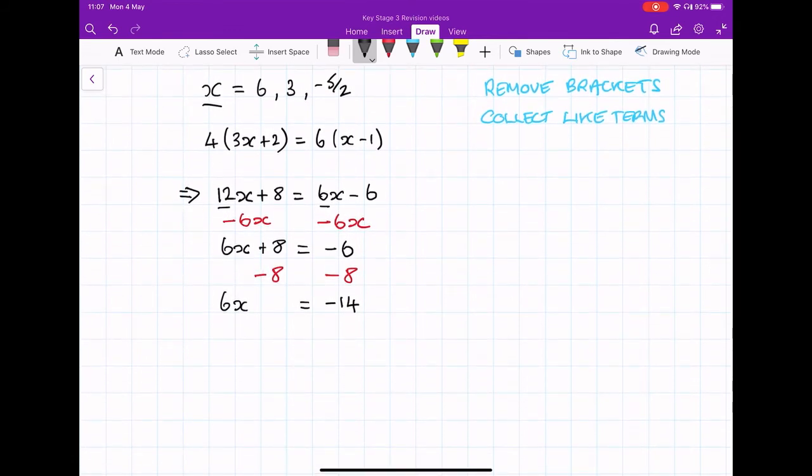So let's do that. Divide by 6 and divide by 6. So 6x divided by 6 is, hooray, a single x. And that equals minus 14 divided by 6, which is minus 14 over 6.